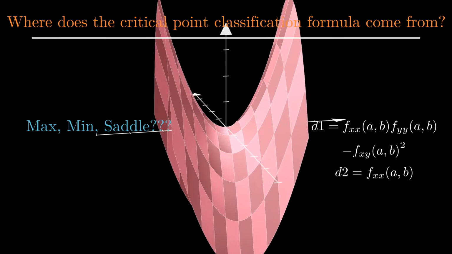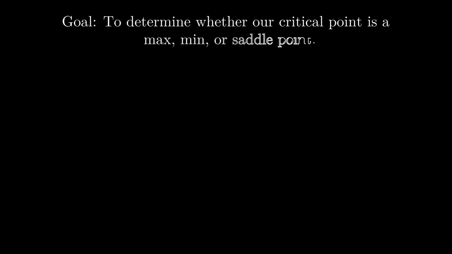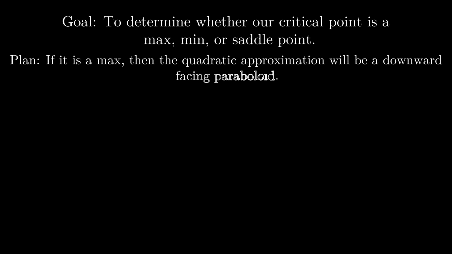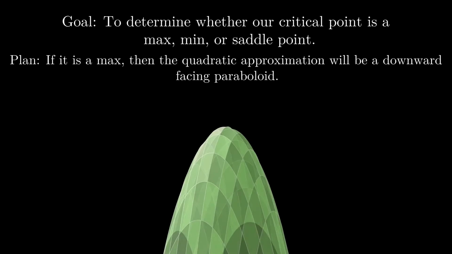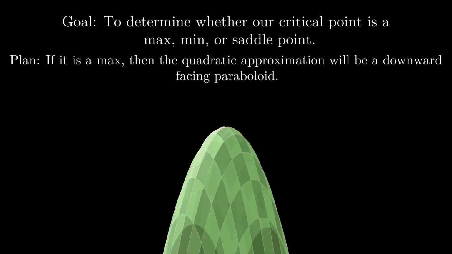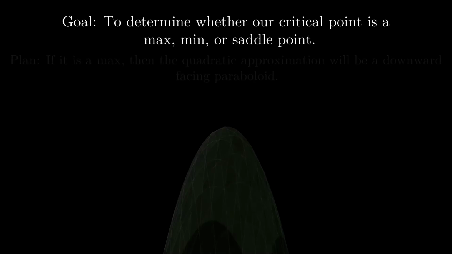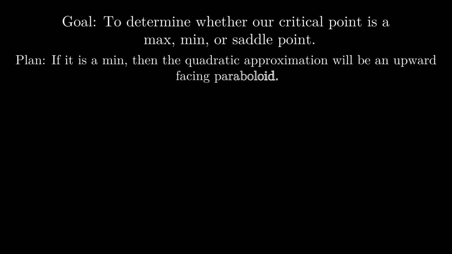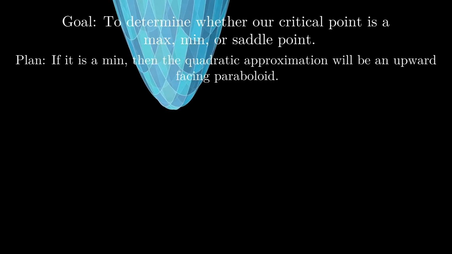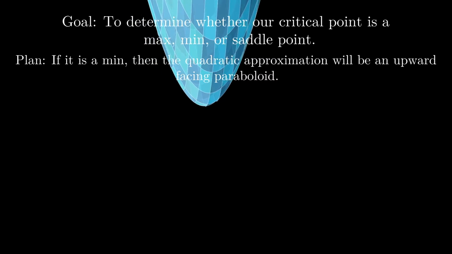Alright, so we want to figure out whether our critical point is a max, min, or saddle. We know if it's a max, what will our approximation look like, Emily? Well, I think you need to tell me. If it's a min, the quadratic approximation will face upward. Oh yeah, that looks like a minimum. That definitely looks like a min. But it's 3D this time.